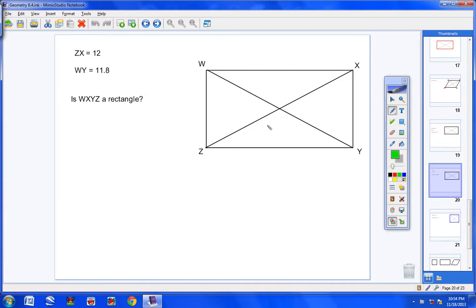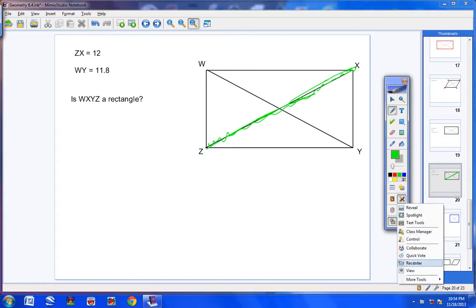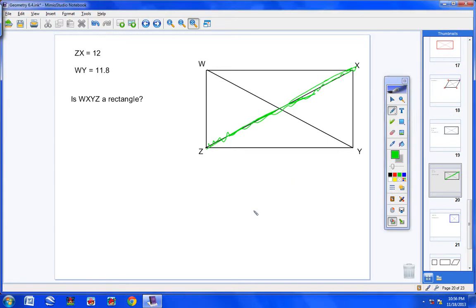Okay, is this a rectangle? Well, ZX has a length of 12. So I know this entire length from Z all the way to X, this diagonal, has a length of 12. Students, what I'm saying here is the length of ZX is 12. Now the other diagonal here, WY, has a length of 11.8. Obviously that's close to 12, but it's not 12.